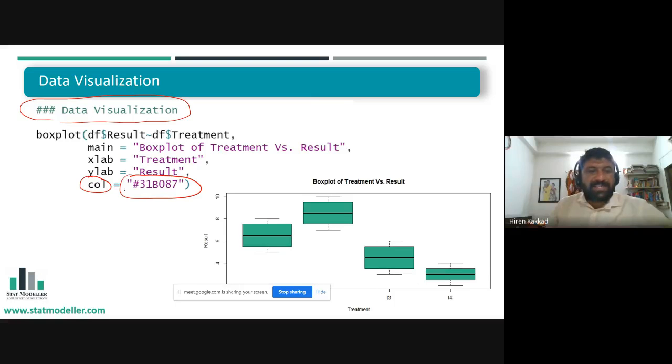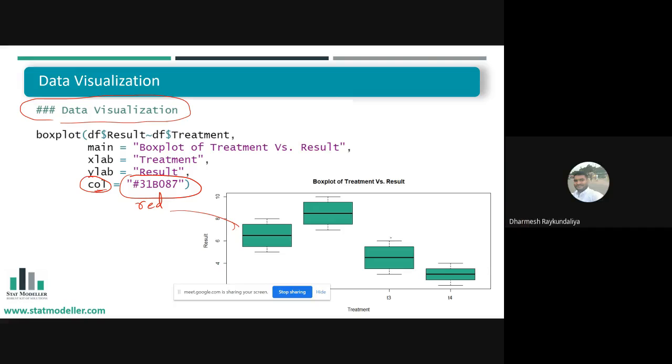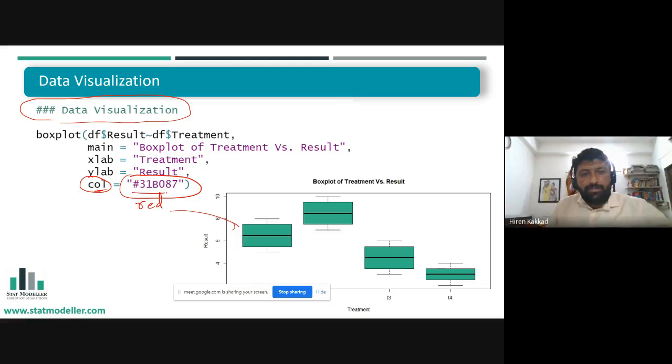Let me explain. This is the color argument. It is not a column argument. If I write red over here, then all these boxes will be filled by the red color. Here I have mentioned this hexadecimal number, called a hexa number, for the color. Each color has its code. If I change this 87 to 88, then a slight shade of this color will change. I chose this color because it is matching with our logo. The first bar of our logo is that color.